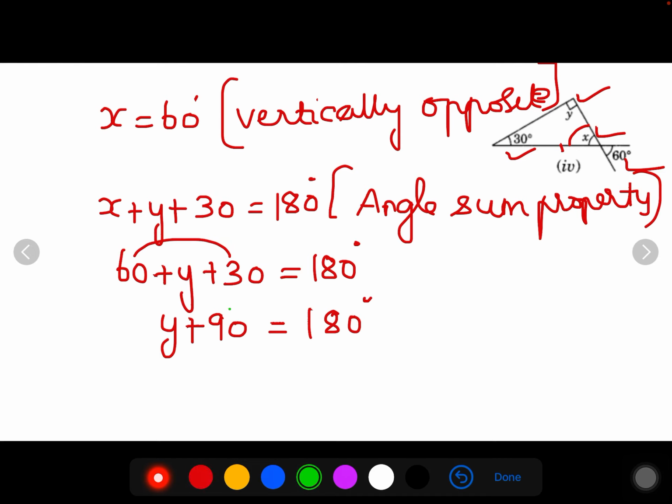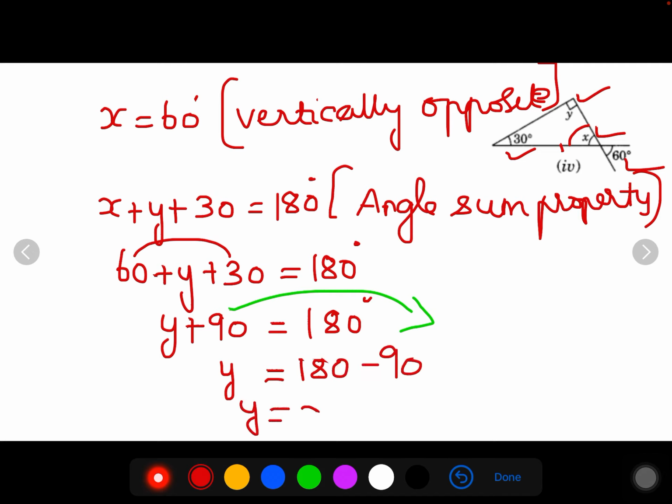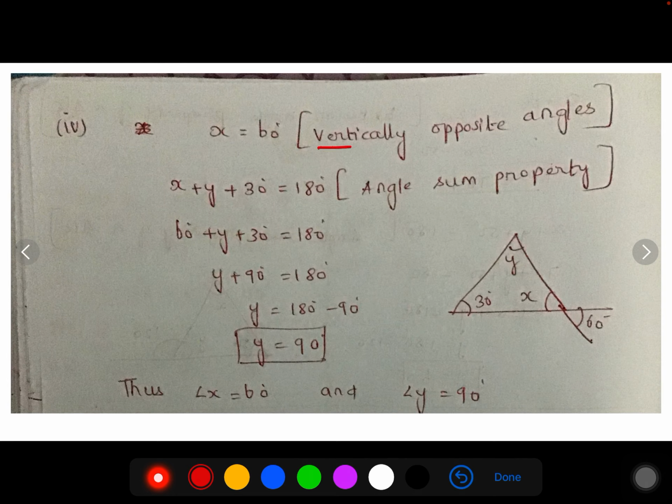Now you bring this plus 90 to the other side. Therefore y is equal to 180 minus 90. Okay, the y is equal to 90 degree. So this is your answer. So you'll be writing down the answers like this using two properties. Okay.